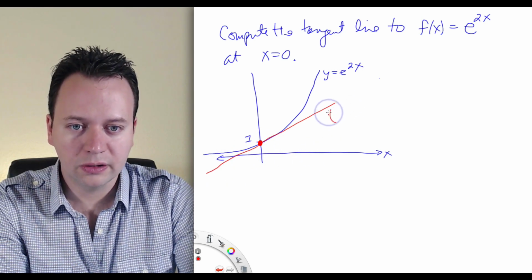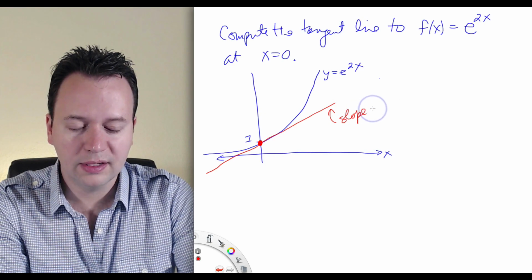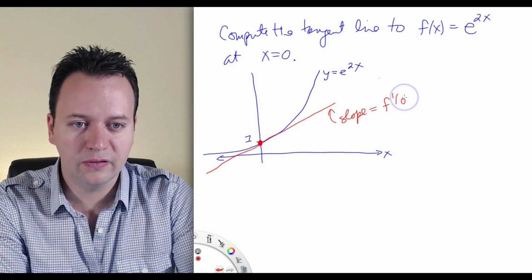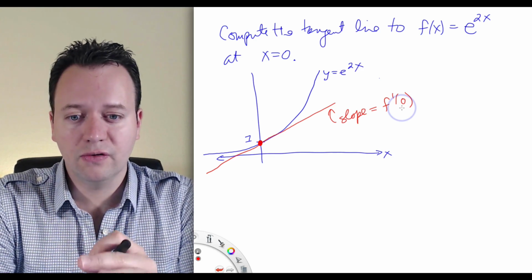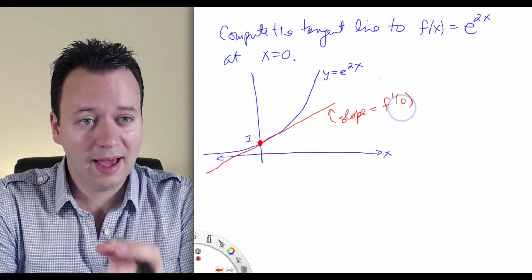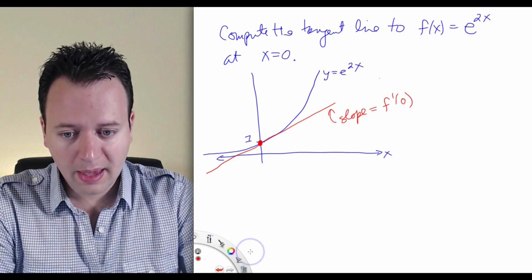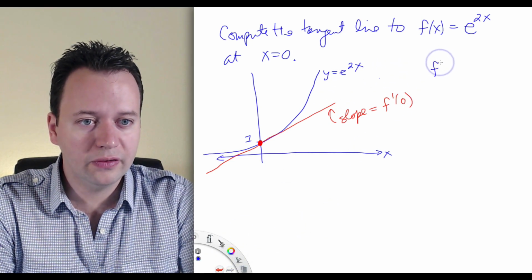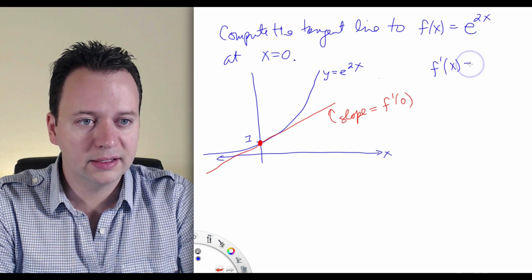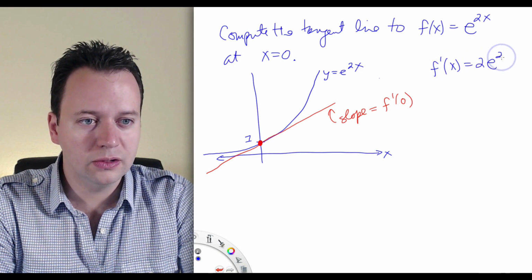Now we know that the slope of the tangent line is equal to f prime of 0 because the derivative gives us the instantaneous rate of change of the function at the point x is equal to 0 in this case. So I'll give you the derivative function. The derivative for this function, f prime of x, is just equal to 2e to the 2x.